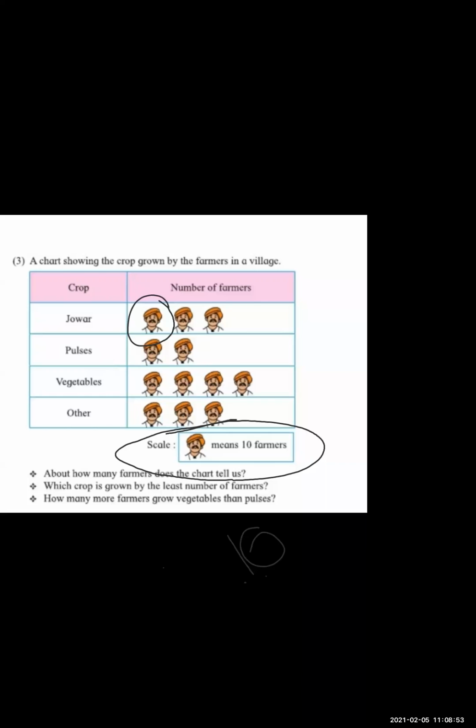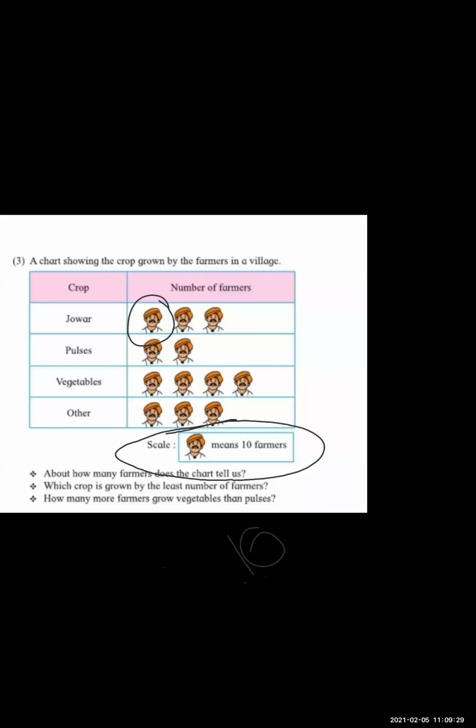If scale is given, that means you want to add the numbers. If scale is not given, you want to write whatever information is there. Don't add, don't multiply, don't assume anything. Listen properly, student, my question: if the scale column is not given, how many more farmers grow vegetables than pulses? Now what is the answer? Tell me.